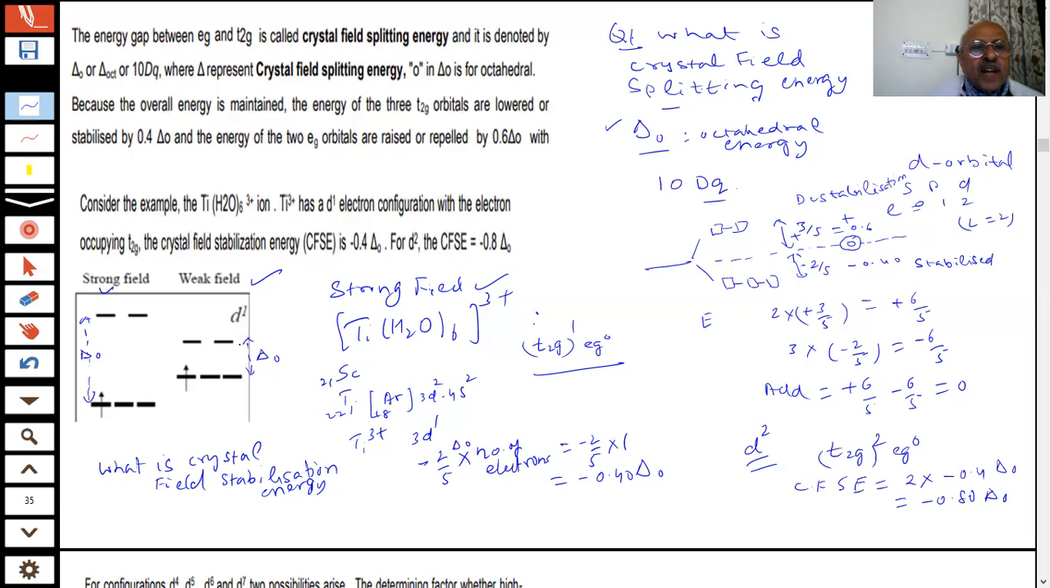Now for weak field, you see the energy gap is less. But supposing now instead of 3, I have 4 electrons. The problem comes when the electrons become more than 3: d4, d5, d6, d7 and like that. Now the 3 electrons go here, but what will happen to the 4th electron? The 4th can go here or they can pair up. Two possibilities. Okay?